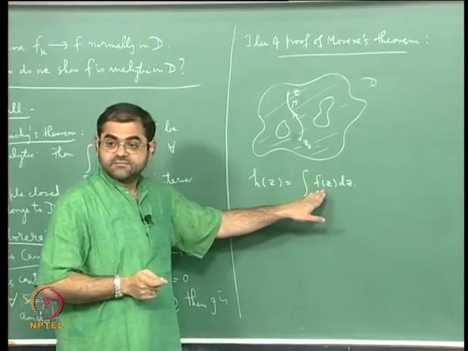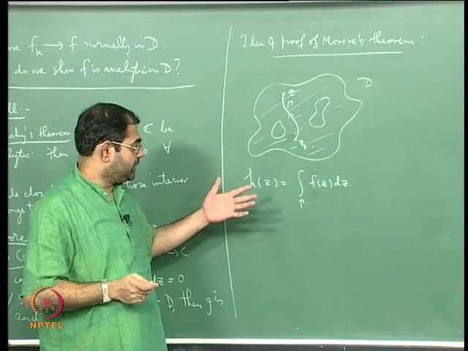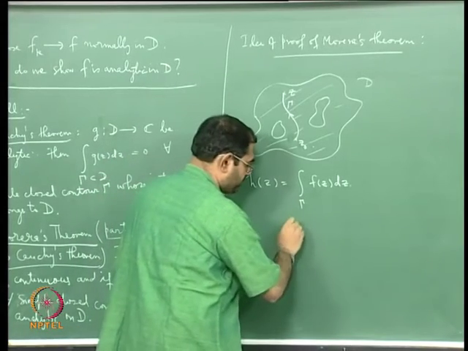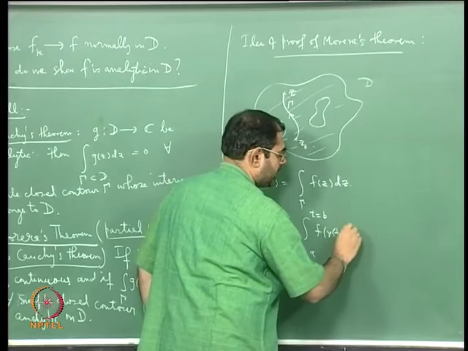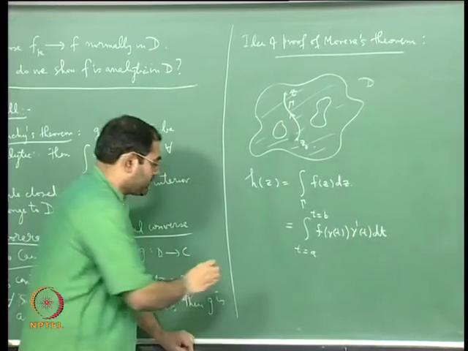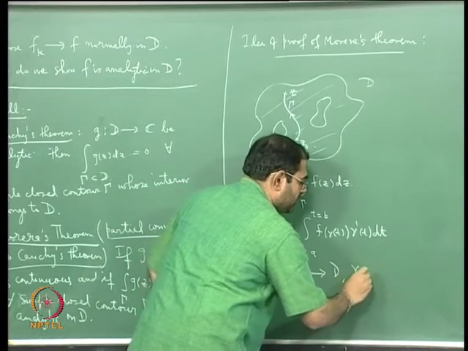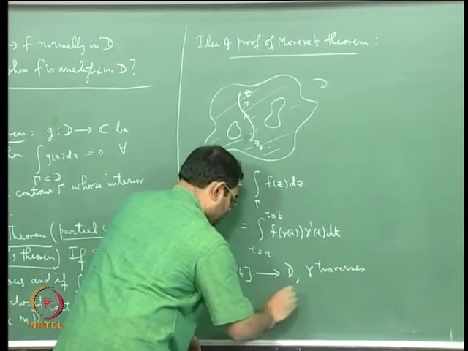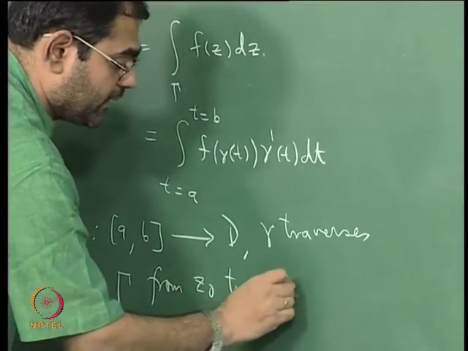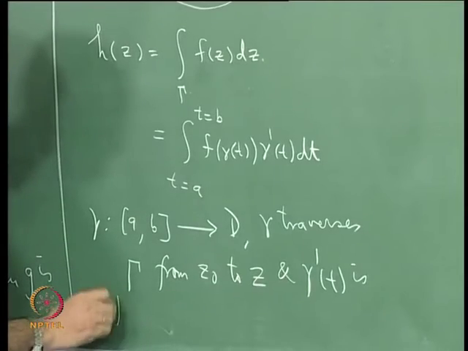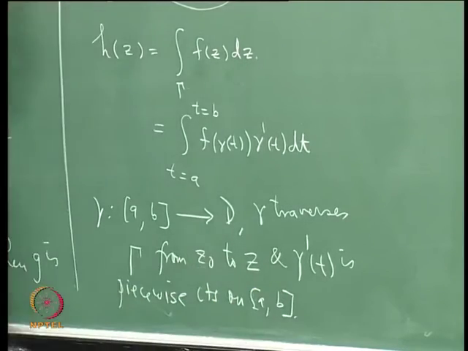So what I want to tell you is that this is well defined. This is well defined because f is continuous. If you want, I can in fact write it as the integral from t equal to a to t equal to b of f of gamma of t into gamma dash of t dt, where gamma is a map from the closed interval [a, b] into D such that gamma traverses capital gamma from z naught to z, and gamma dash of t is piecewise continuous on [a, b].